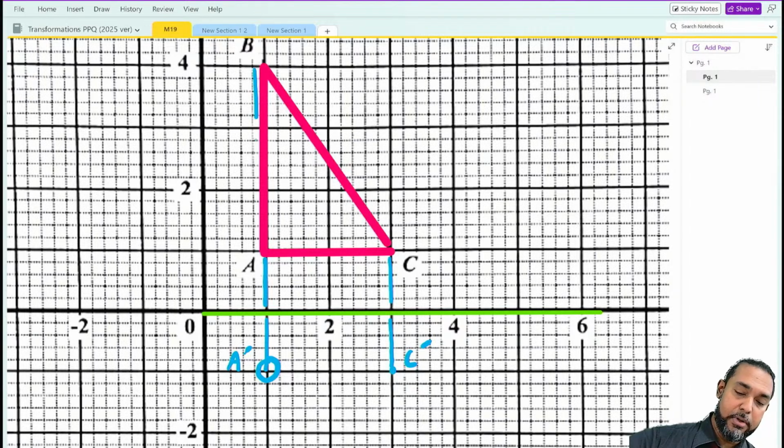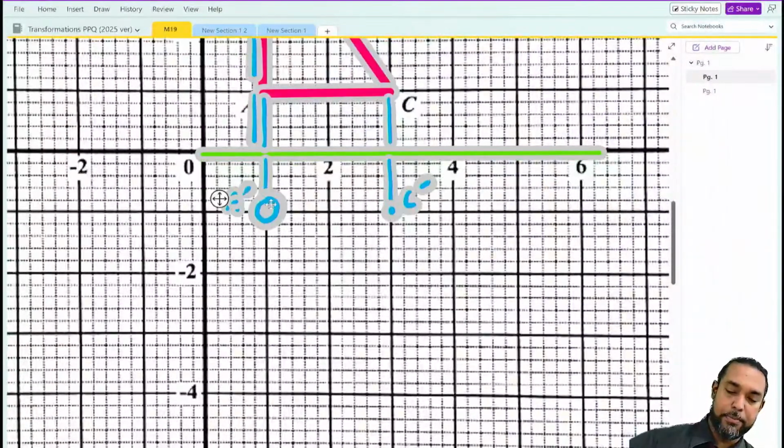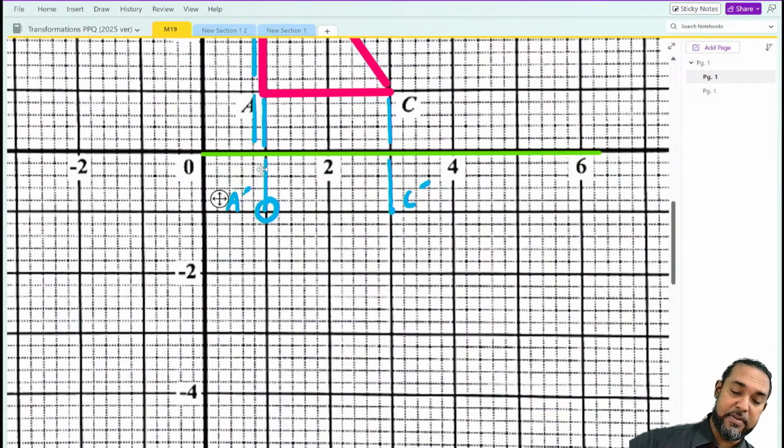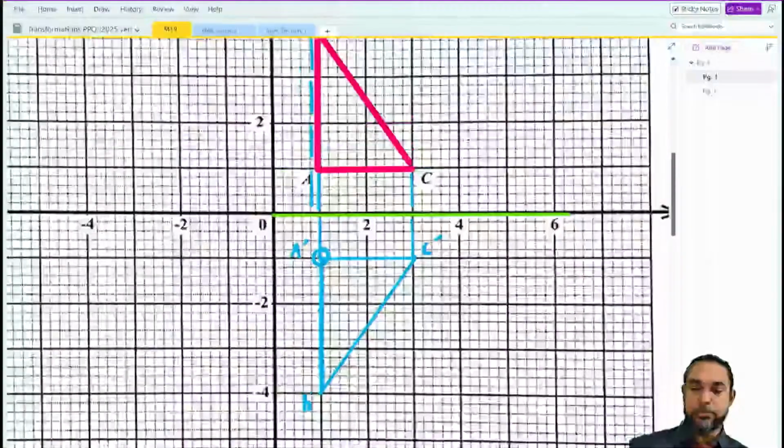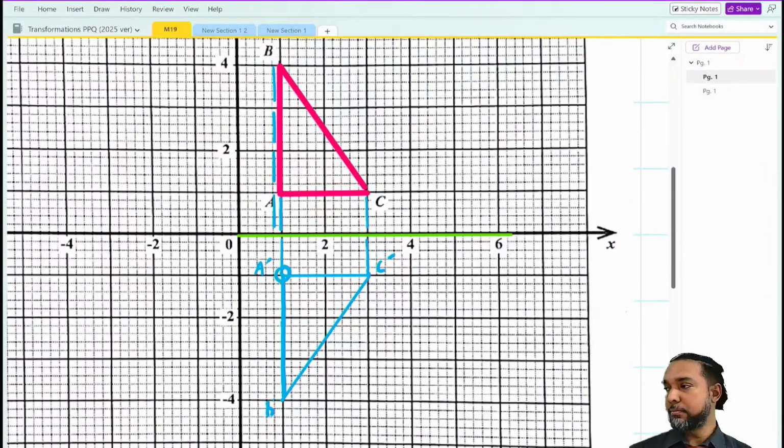What about B? You have to go exactly 1, 2, 3, 4. So its reflection will be 4 perpendicular spaces on the opposite side of the axis of reflection. So B prime is there. When you close up your shape now, it's going to look like that. So that's the first piece of the reflection.